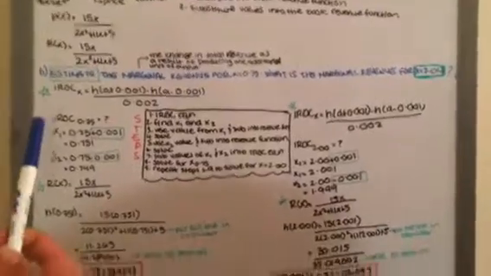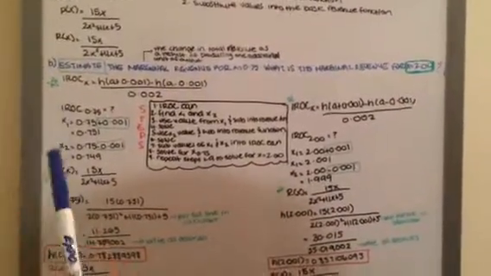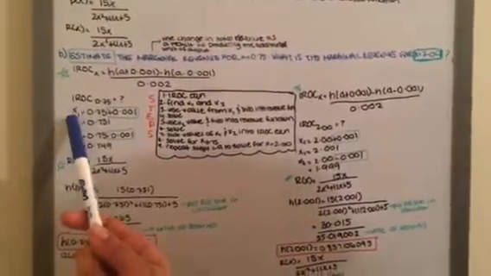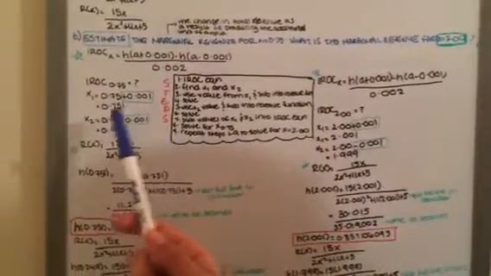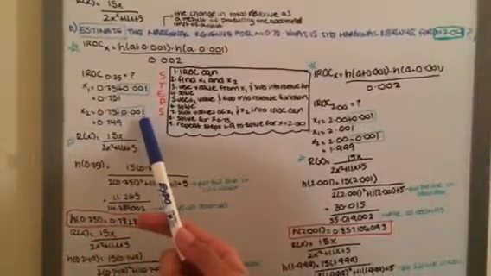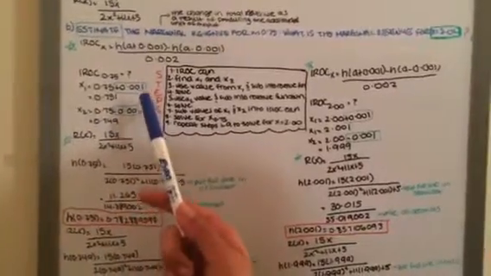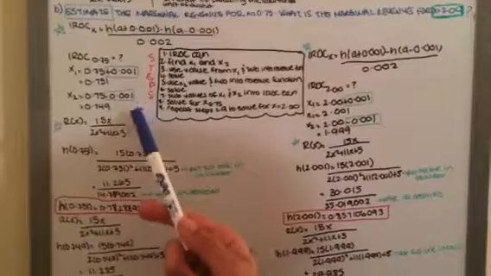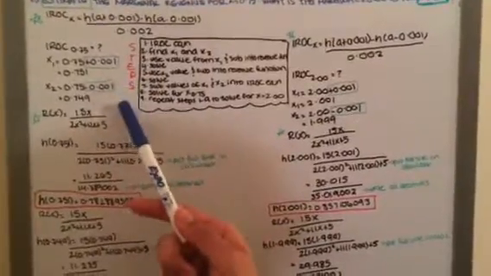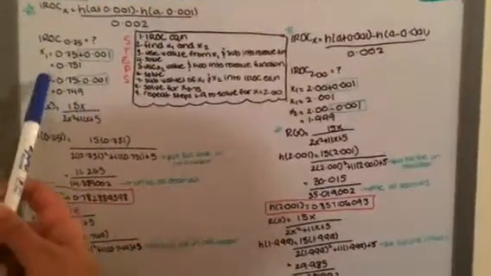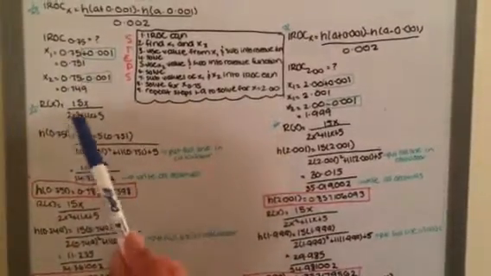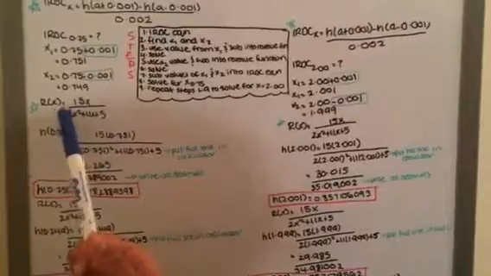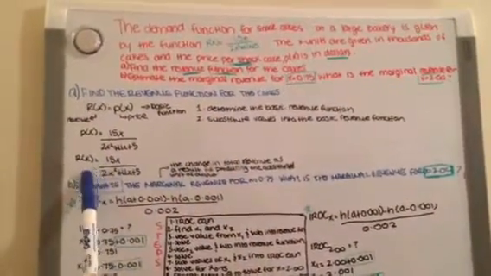So over here we're looking for IROC of 0.75. So here we're going to write x1 equals 0.75 plus 0.001, and then 0.75 minus 0.001. Now these two, you're always going to use these two numbers. These are like your base numbers for this question. And you're going to get two values, 0.751 and 0.749.